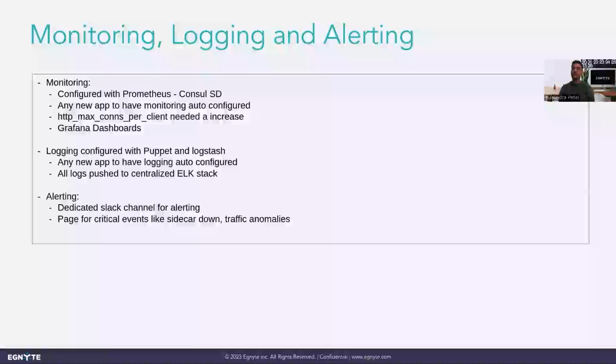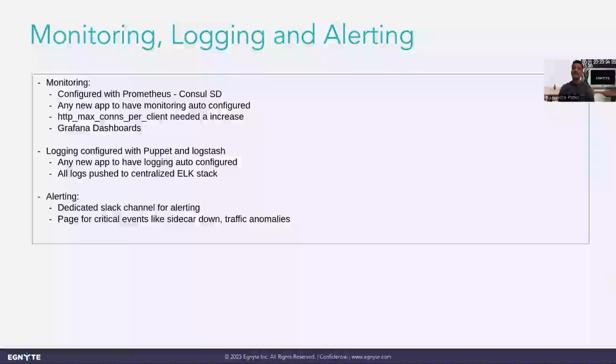We also have metrics for circuit breakers, metrics for timeouts, and metrics around how the certificates are managed for Envoy via Consul, and the uptime and all of the other information. We have configured logging with Puppet and Logstash. So any new app that is introduced to Service Mesh will automatically have logging configured, and all these logs are then pushed to a centralized ELK solution where we can do a detailed analysis on them.